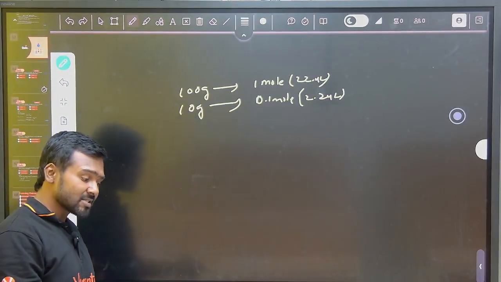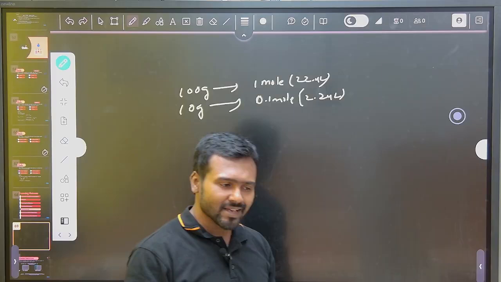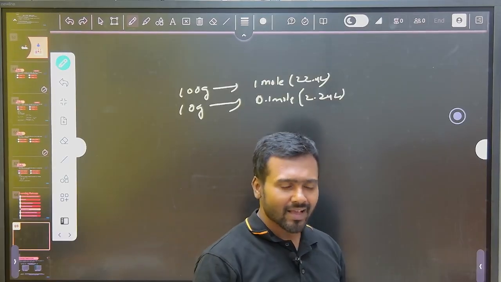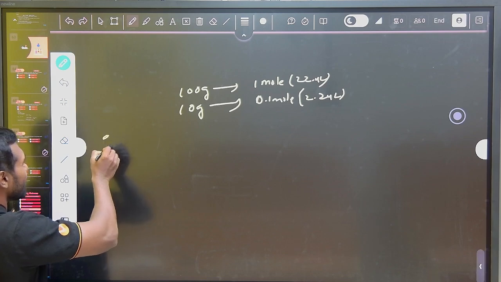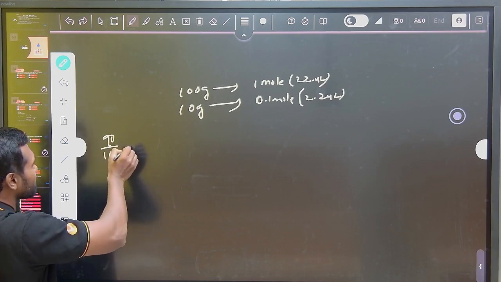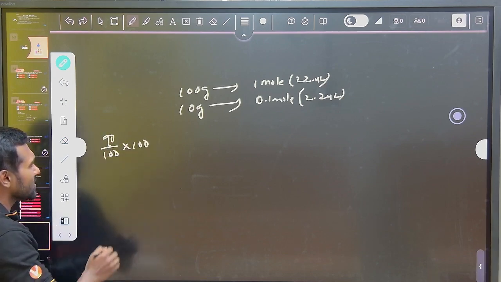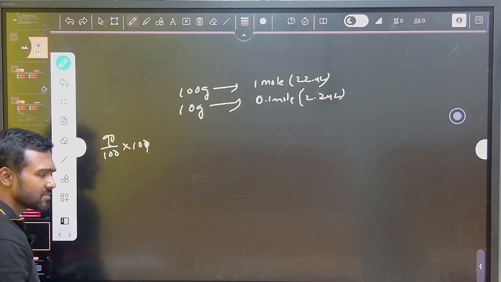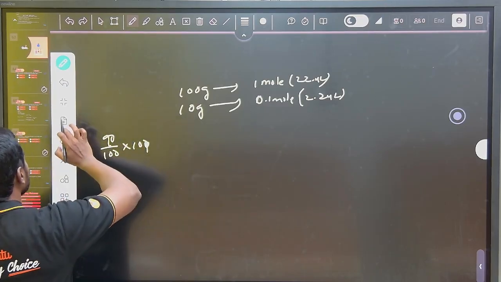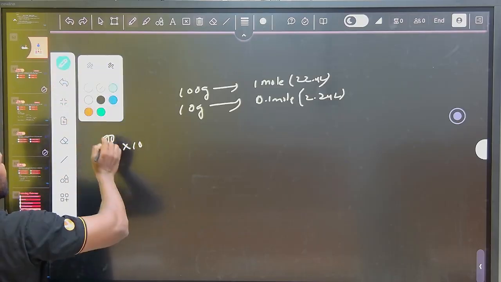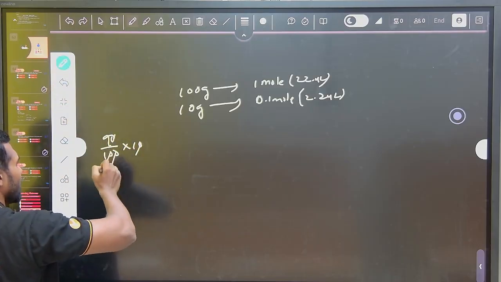If the 10 grams is completely pure, but I say this 10 grams is not completely pure, I say 90% of the 10 grams is pure. Now you have to find out what is the 90% of this 10 grams. So 90% of this 10 grams, if you find out, then it is nothing but 9 grams only.